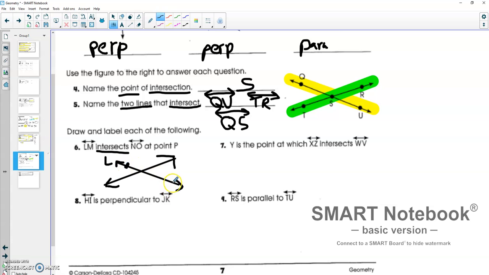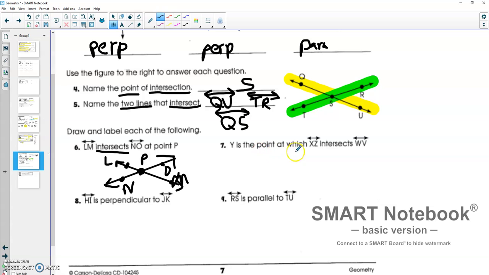So this point is L, and this point is M. So I'm looking at this as a reference. Okay, these two lines cross each other, and it has its points. So LM, N, O, and the middle, the intersection where it meets, it's point P. Let's go to the next one.